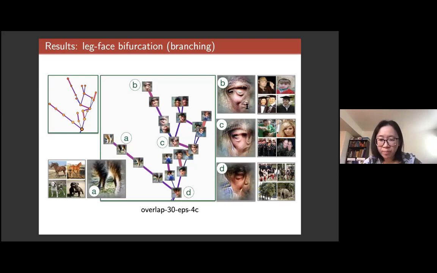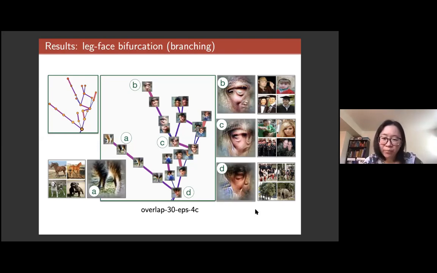So let's start with the branching node. In branch node D, what's interesting is that the images that give rise to those activations are a mixture of leg and body-like features. And it's so broad in a sense that you can see essentially the leg of animals, but also you see the whole torso of humans as well with legs.